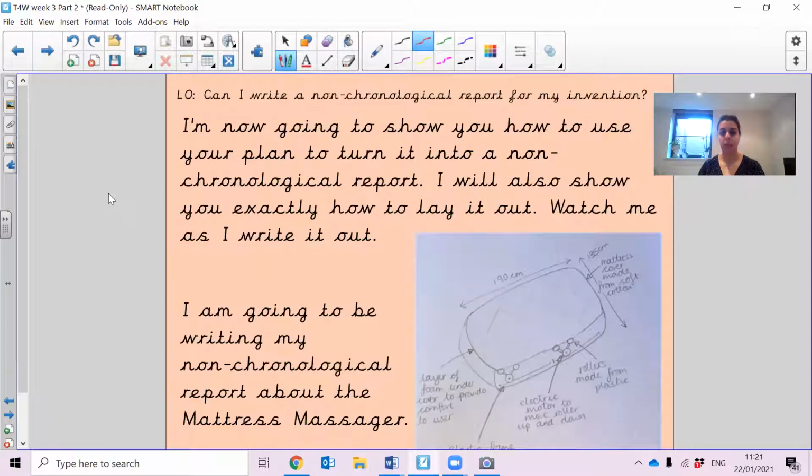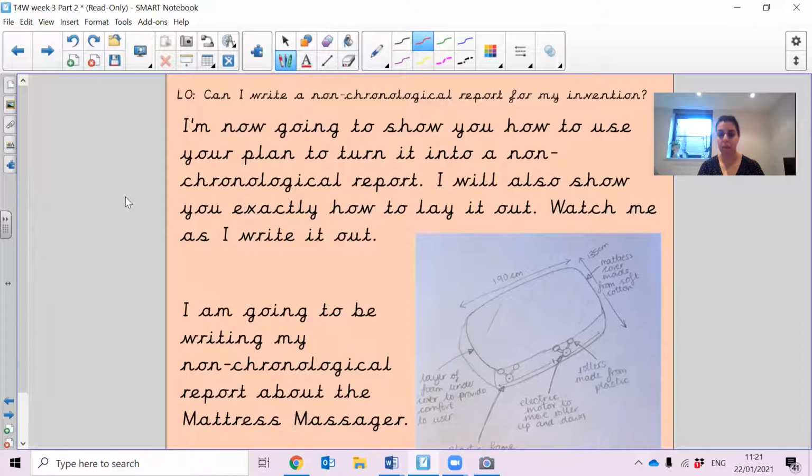So what's going to happen is I'm going to show you how to use your plan to turn it into a non-chronological report in full sentences. I will also show you exactly how to lay it out. So watch me carefully and I'll show you how I'm going to do it. I'm going to be writing my non-chronological report about the mattress massager, for example, the drawn one here that was drawn in DT. You are doing yours on your invention.